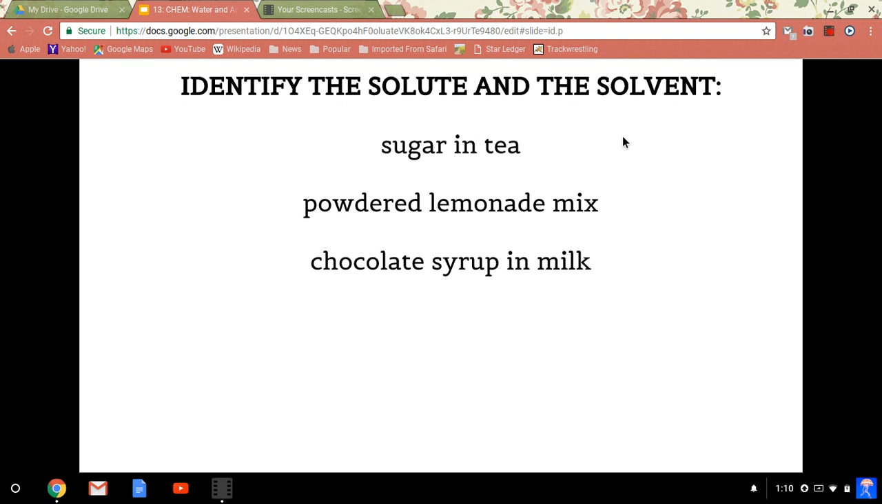For powdered lemonade mix, you usually take your powdered lemonade, you take water, you mix it all together. So your solute, the thing that gets dissolved, would be the powdered lemonade. Your solvent is going to be water. Chocolate syrup and milk, so you're making some chocolate milk as your after school snack. Your chocolate syrup is going to be your solute, and your solvent this time is going to be milk. So this wouldn't be an aqueous solution because milk is not water, and water has to be the solvent in an aqueous solution.